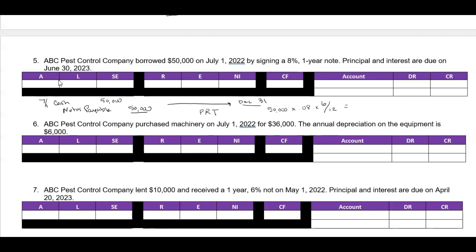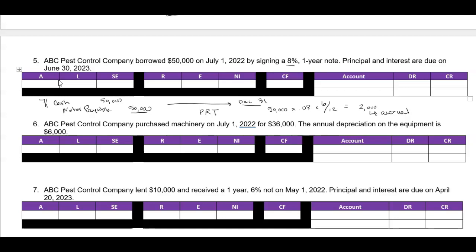You're going to multiply this out. You're going to take your $50,000. You're going to multiply it by 0.08 or 8%. That's the amount we signed the note for. That's an annual interest rate. And then you're going to times it by 6 divided by 12, or simply divide it in half because that is half. And I get that we owe $2,000 in interest at this point in time. Again, that is an example of an accrual, okay, because interest accrues over time.